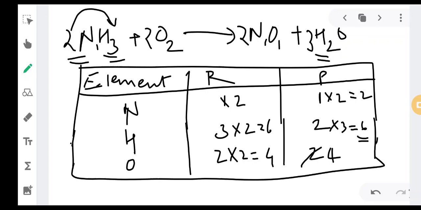Now the number of oxygen will change. So what will happen to oxygen? Oxygen will become 2 plus this 3, total 5 in numbers on the right hand side, whereas on the left hand side the number of oxygen is 4. So how will you convert this 4 into 5?